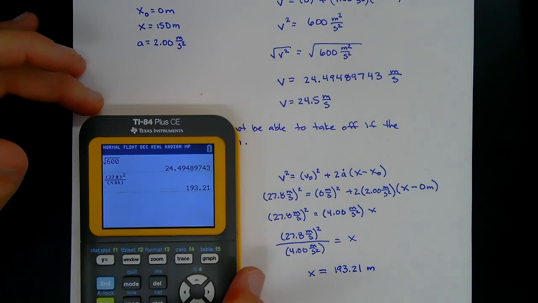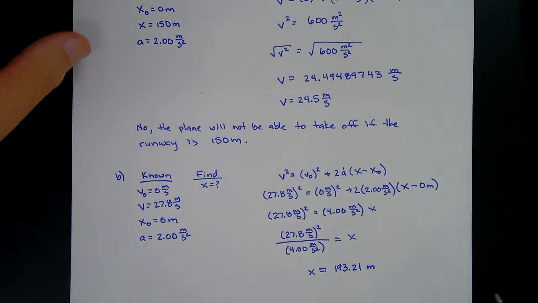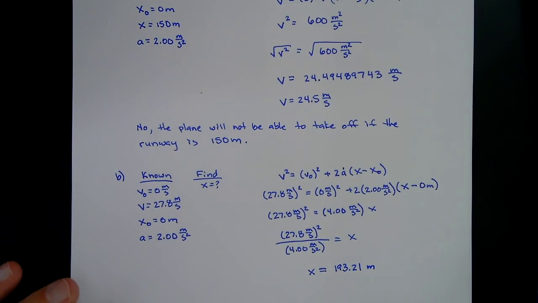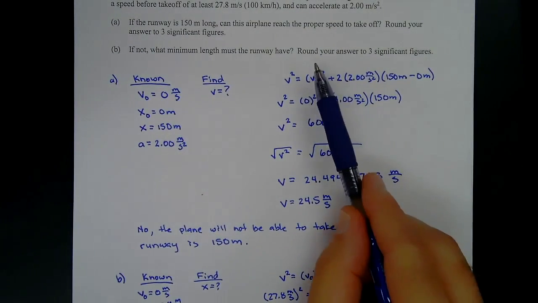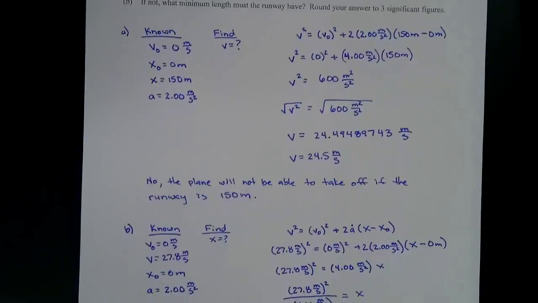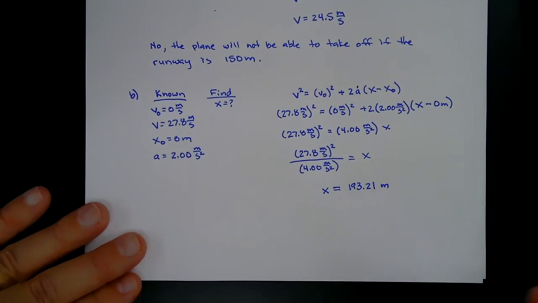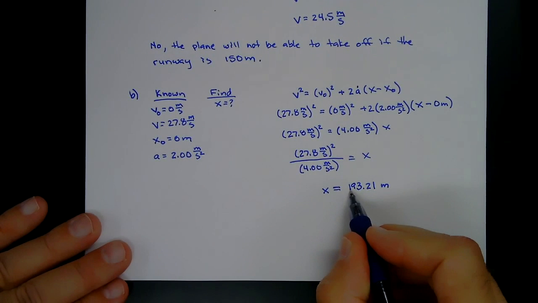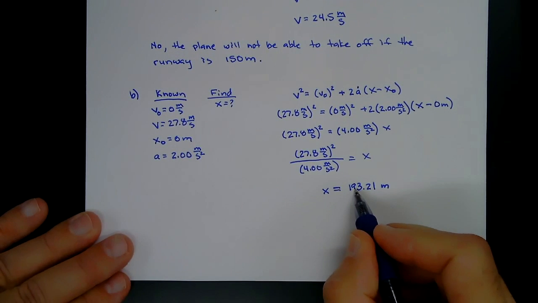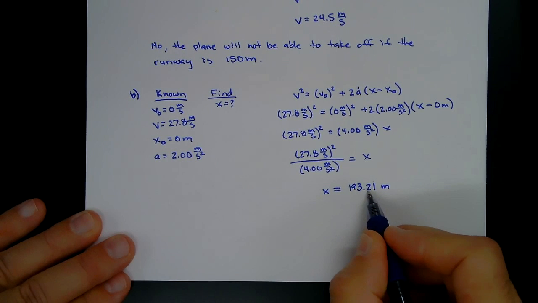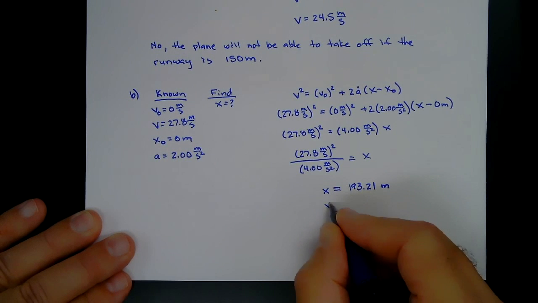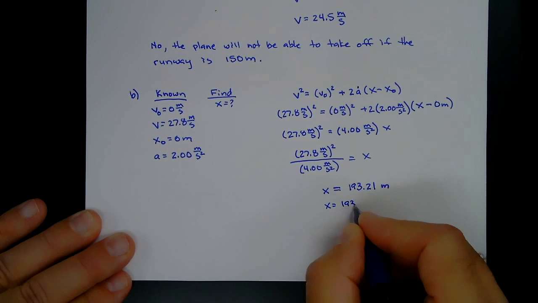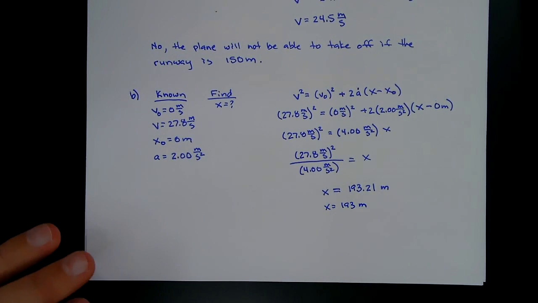Okay, now I asked you to round this to 3 significant figures. Okay, so let me slide it down. Round your answer to 3 significant figures. Okay, so 1 significant figure is the 1 here. 9 is the second significant figure. 3 is the third one. The fourth one's a 2, so we're going to keep this at 193 meters. So x is 193 meters, okay?